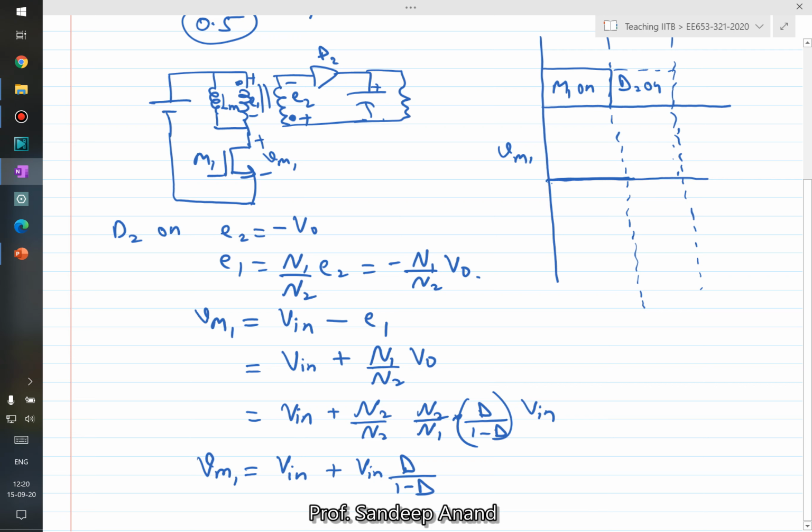That means your switch should be capable of blocking at least this much voltage. So VM1 would be 0 and then it would be high, and this would be the value which we have derived. So M1 should have the capacity of blocking that much voltage. Now this is one point. The other point is what about diode D2.